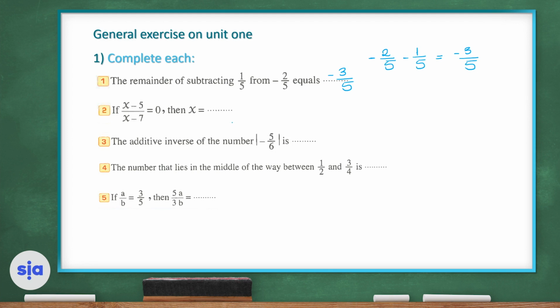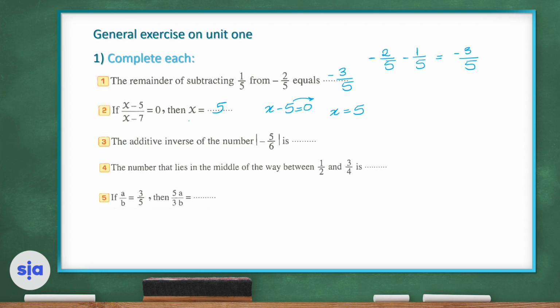Question 2. If (x minus 5) over (x minus 7) is 0, automatically if a fraction gives me 0, the numerator is equal to 0. So x minus 5 is equal to 0. If you move the 5 to this side, then x is equal to 5. So the final answer here, x equals 5.